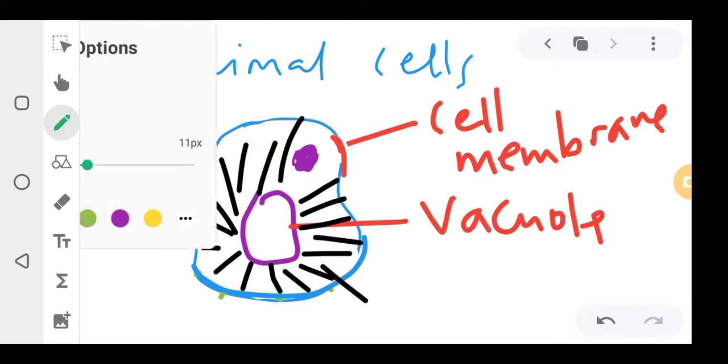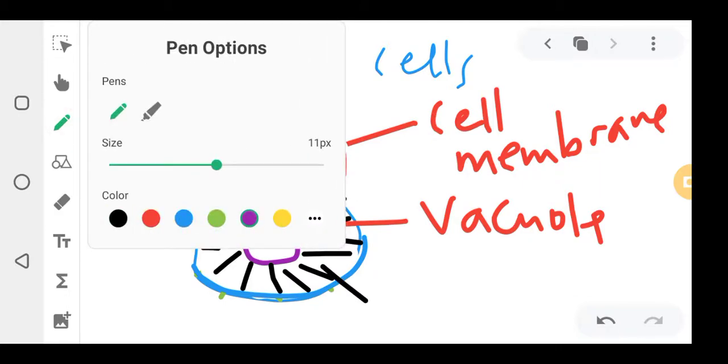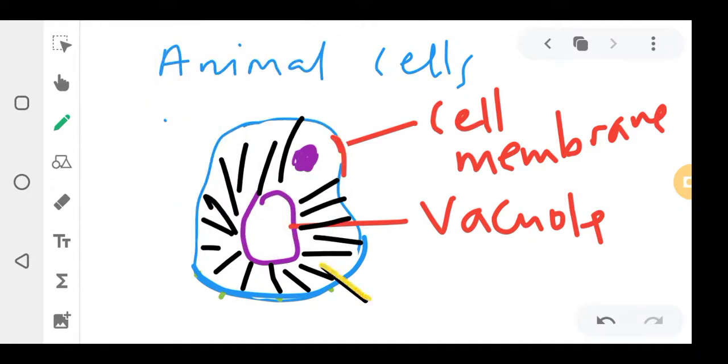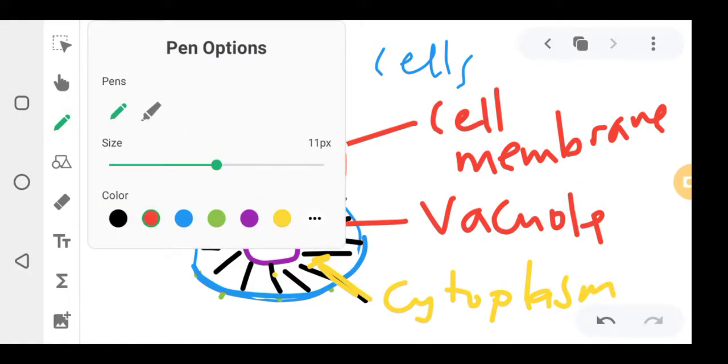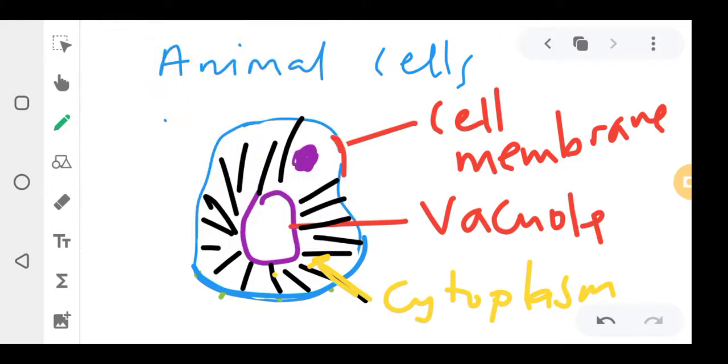I explained in the other one that this entire layer is called the cytoplasm. But it doesn't have those chloroplasts, those dotted ones inside. There's nothing like that, so that's why I haven't put them. All animal cells don't have chloroplasts.